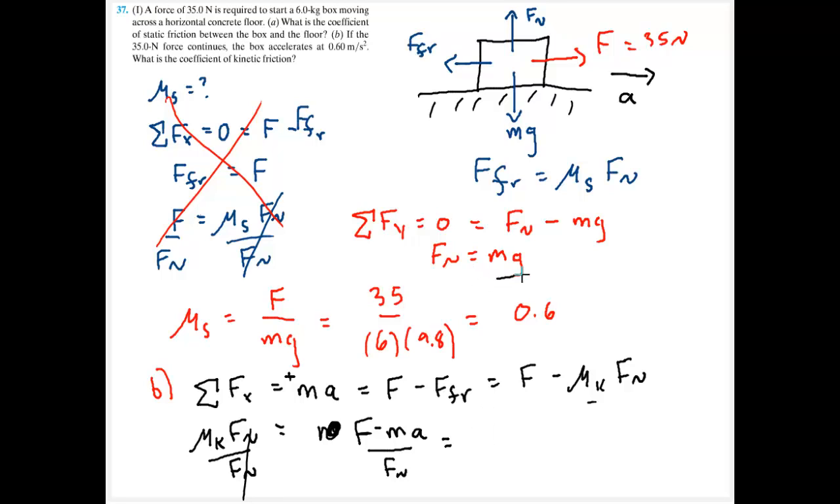I know that the normal force is going to be the mass times the gravity. I know my force is equal to 35 newtons. I know that the mass is going to be 6, and I know that it's accelerating at 0.6 meters per second squared. Here I'm going to have my 6 multiplied by 9.8, the acceleration due to gravity. And I go ahead and type all that in, and I'm going to come up with the coefficient of kinetic friction to be less than the coefficient of static friction. It's going to be 0.53.